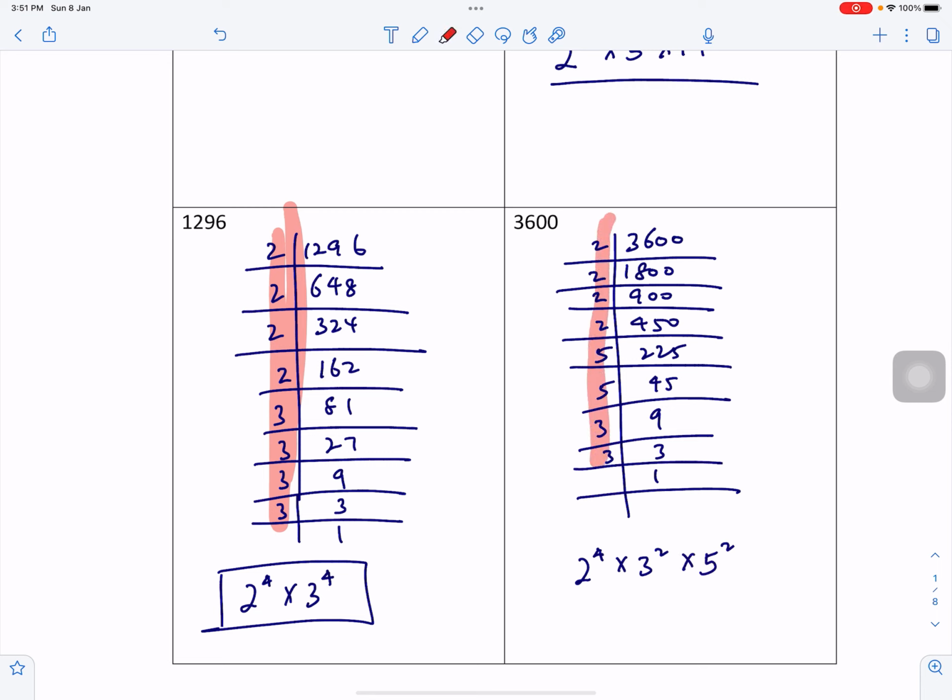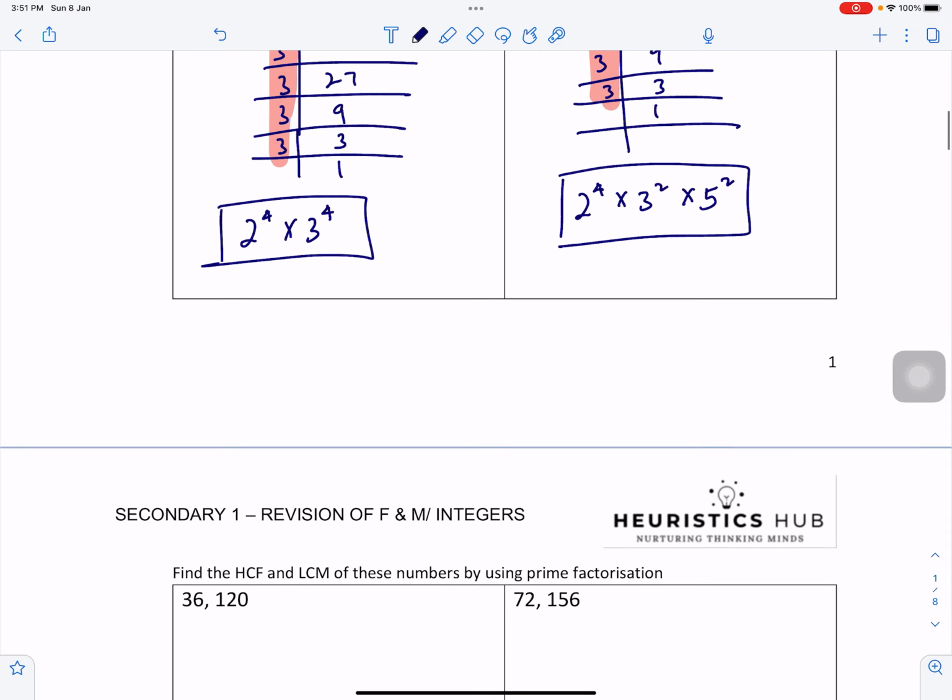Some students ask me whether there is a need to write in order of numbers, from the smallest base to the largest base. Yes, you need to. It's just for easy referencing. Okay, let's move up.